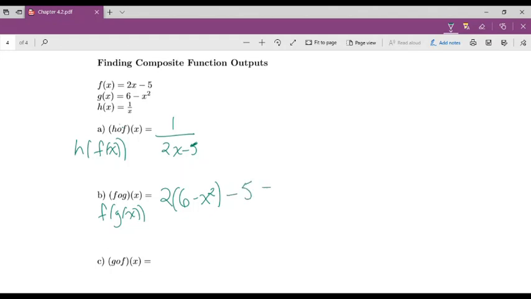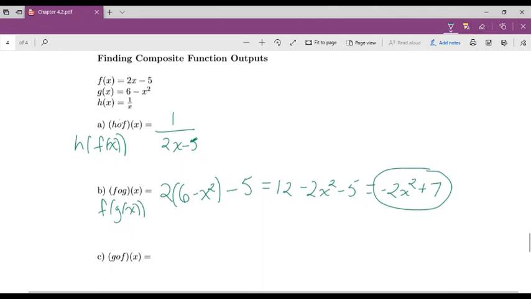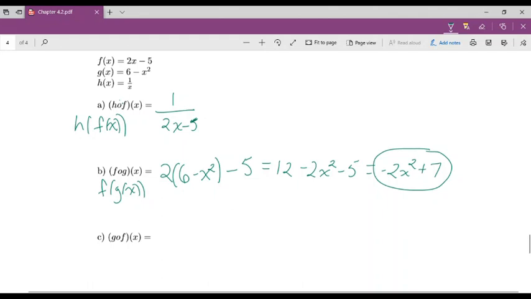Now I do have to simplify this one. 2 times 6 is 12. Minus 2x squared minus 5. 12 minus 5 is 7. So what I get is negative 2x squared plus 7. So this here is my final answer for f of g of x. Now f of g of x is different than g of f of x. I think you'll see this in this next part.